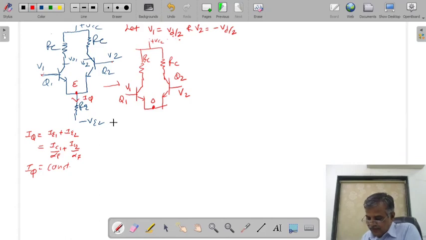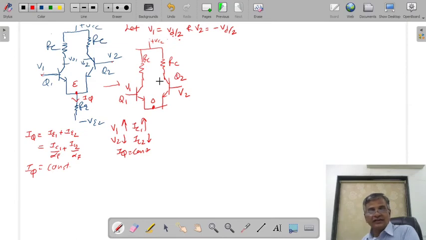In mathematics you can say simply: V1 increases, IC1 increases, V2 decreases, IC2 decreases, so IQ remains constant. Now I want to derive the equation of differential gain. Very simple. Differential gain equation. Look.